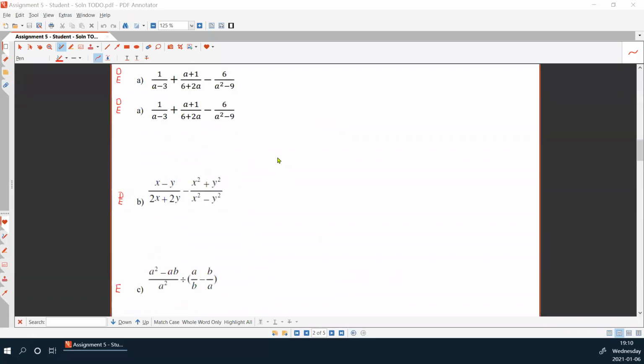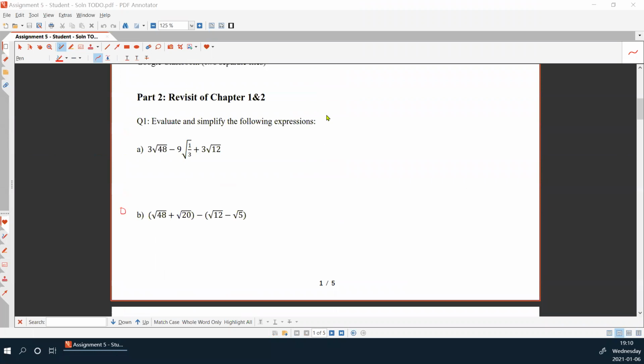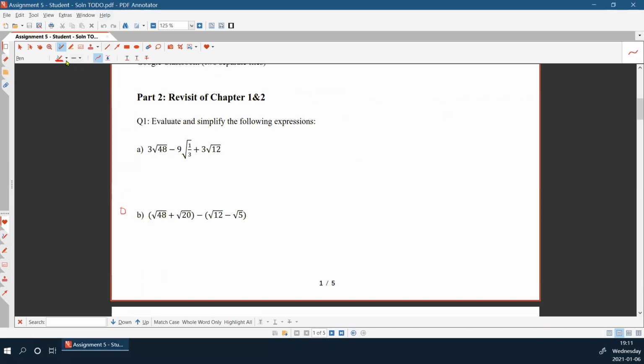Okay, first question. Because both of you have done this correct, I'll quickly give you the solution, okay? So the original expression equals this one. And this can be merged into 15 times square root of 3, okay?